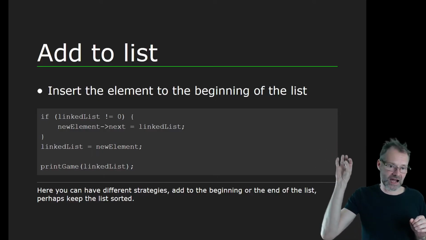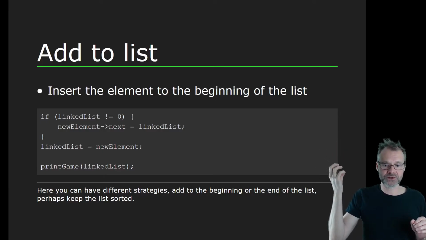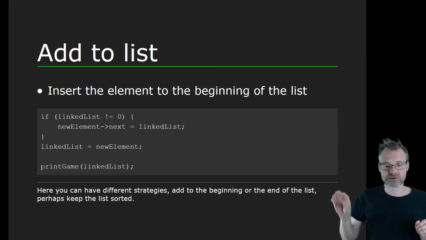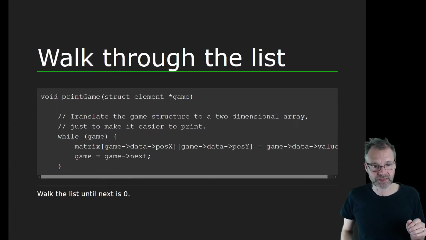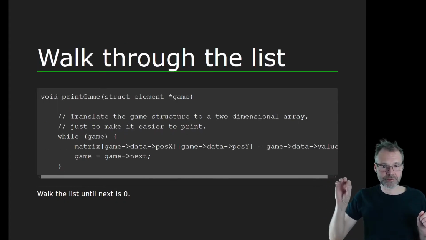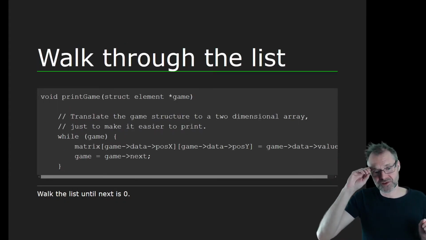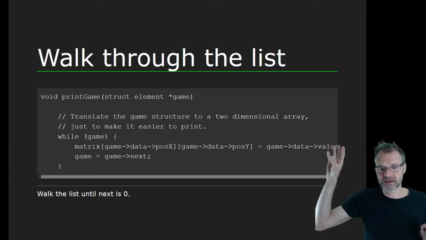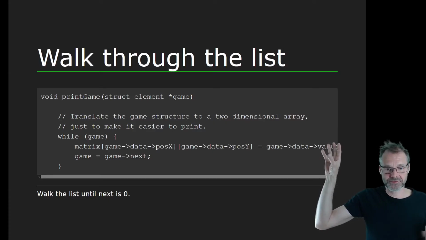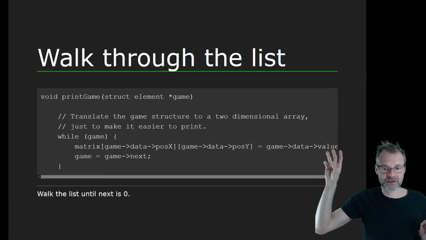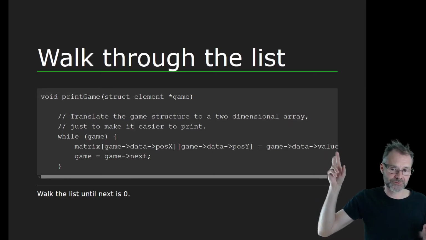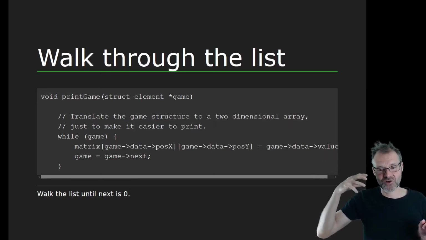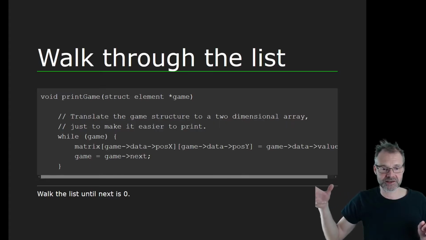But anyway, I have this linked list, and when I'm going to print the game, I'm just going to send the whole linked list to the print game function. And let's see a part of this print game function that I'm using here. It takes the game pointer as the parameter. And then I'm going to show you how I'm traversing the list. I am walking through the list here.